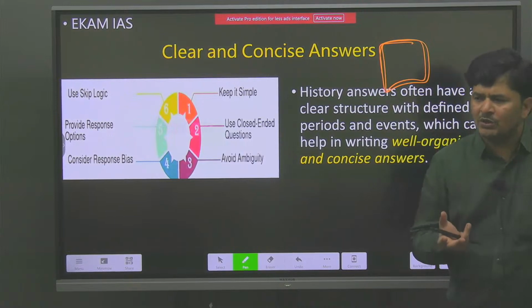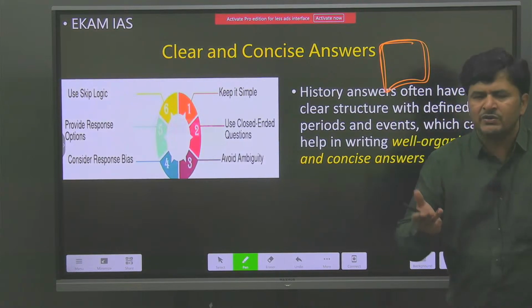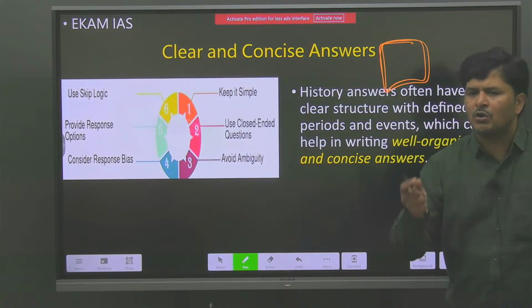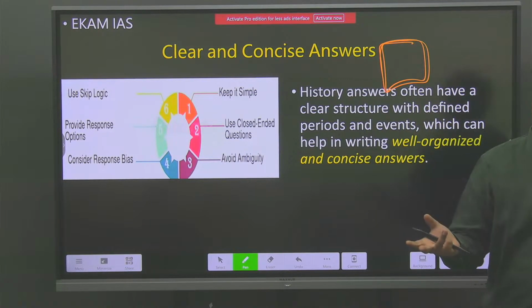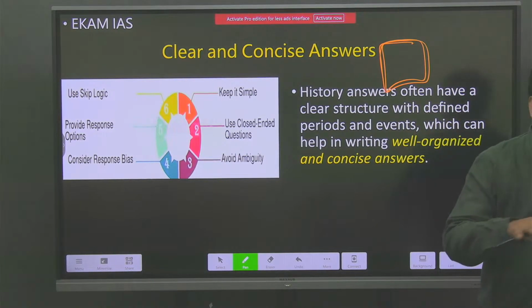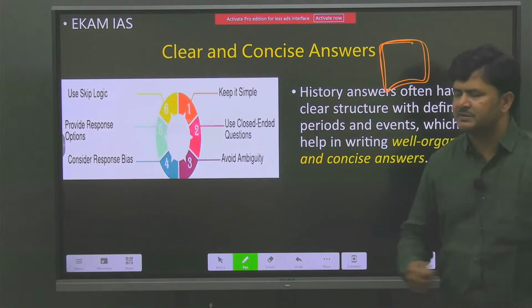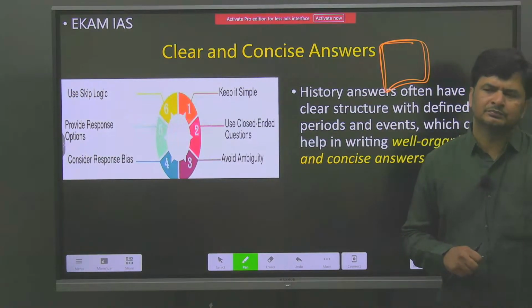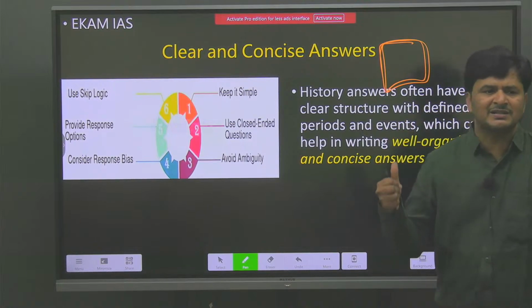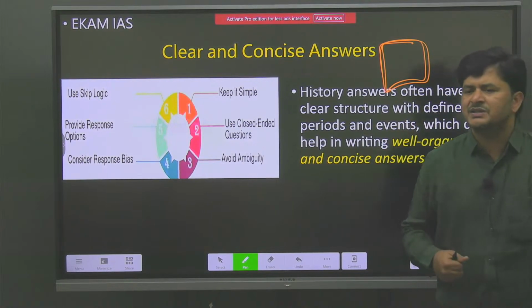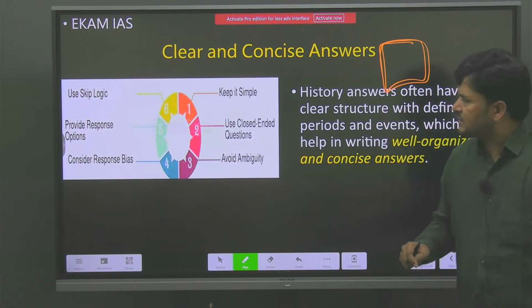The only thing you're supposed to do is write an answer according to the question. That's it. Keep in mind the word limit, time limit, and space limit. The remaining is cut, copy and paste. So there are so many advantages of static subjects. Obviously, history stands above when it comes to the static category.